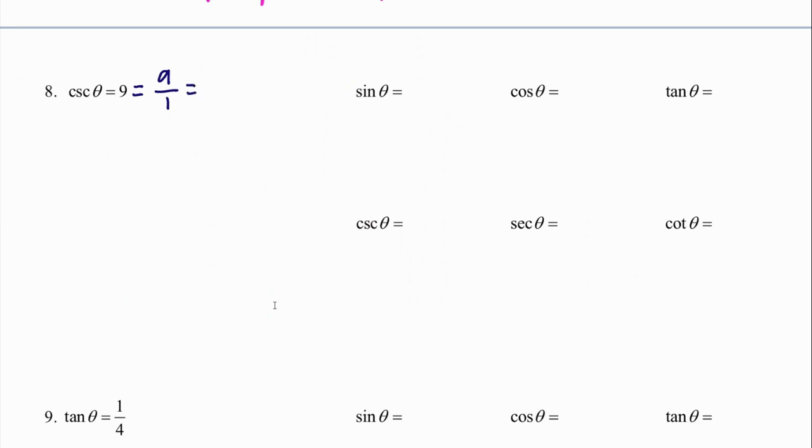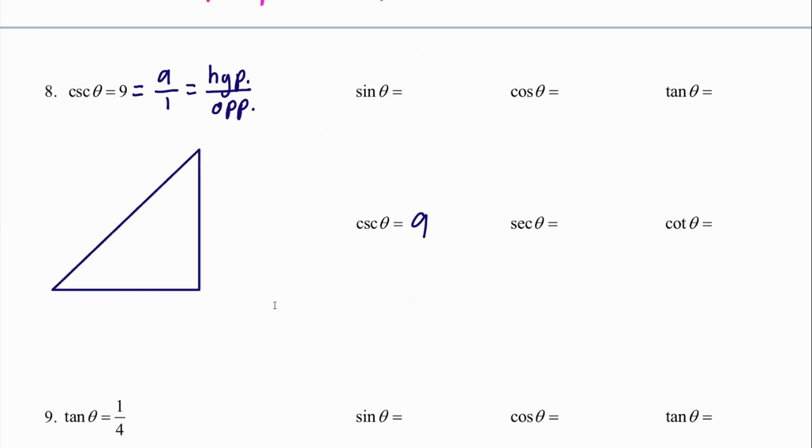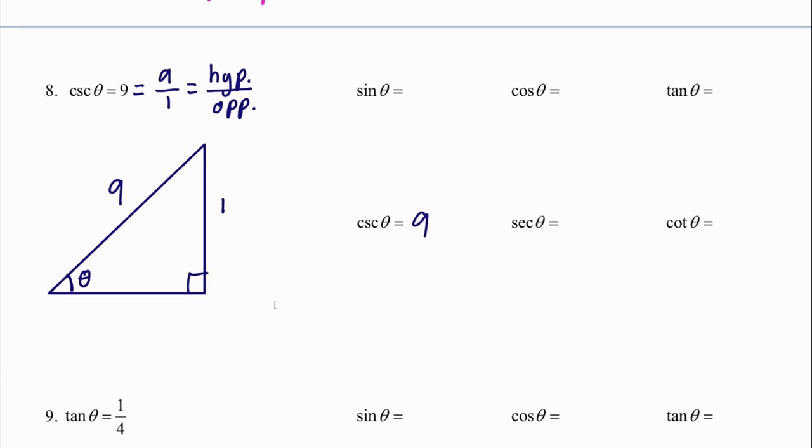And again, this is the opposite of sine. So it's going to be the hypotenuse over the opposite, and we'll use that to create our triangle. So again, we already know cosecant is 9. We can fill that out. We're good to go there. And then we'll kind of create our triangle. So again, we have a right triangle. I'm still going to call this angle theta. We know that the hypotenuse is 9 because that's the number that's on top, and we know that the opposite is 1. We do need to find this little piece down here.